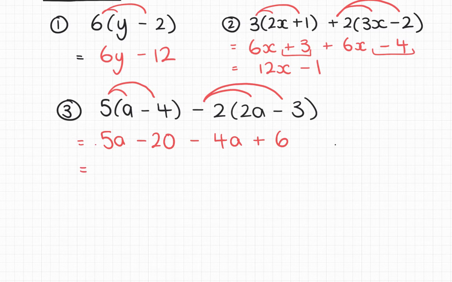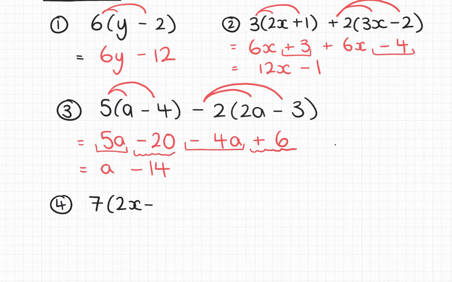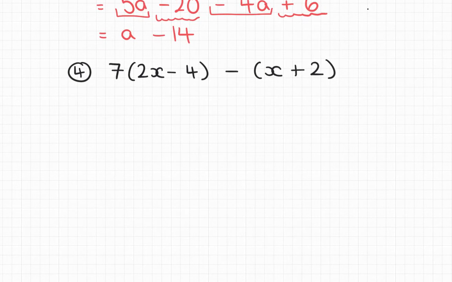If I simplify that, I've got 5a here, take away 4a, that's 1a. And in this side I've got negative 20, add 6, which is negative 14 for that final answer. And then the last example I did on these was if we had 7 brackets (2x minus 4) minus (x plus 2). So when we did this one, we started by thinking of it as the same way of the others.